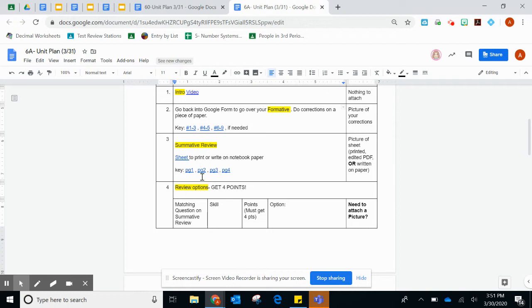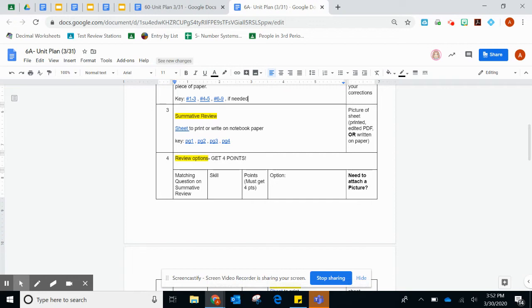Okay, when you're done doing the summative review study guide, make sure you check the answer key. Check and make sure you got everything right. If you got anything wrong, go back and figure out what you did wrong and fix it. And if you can't figure out what you did wrong, reach out to us. We don't want you to take that summative before understanding what you're doing wrong.